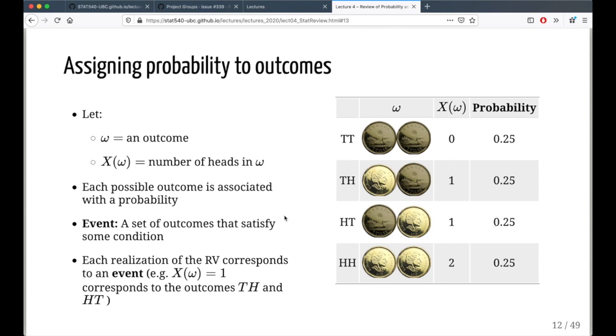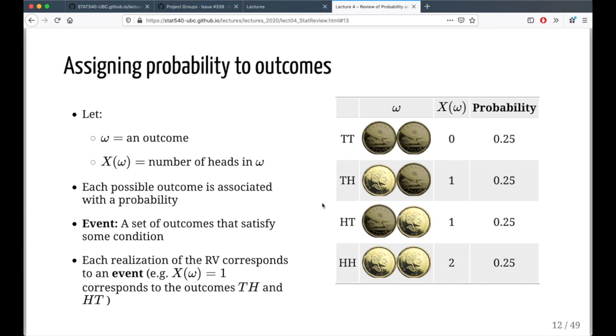And we'll also define the term event. So an event is just a set of outcomes that satisfies some condition. And in fact, each realization or each individual value of the random variable corresponds to an event. So to give a concrete example, if x equals 1, so 1 head, that corresponds to 2 outcomes, heads, tails, and tails, heads.